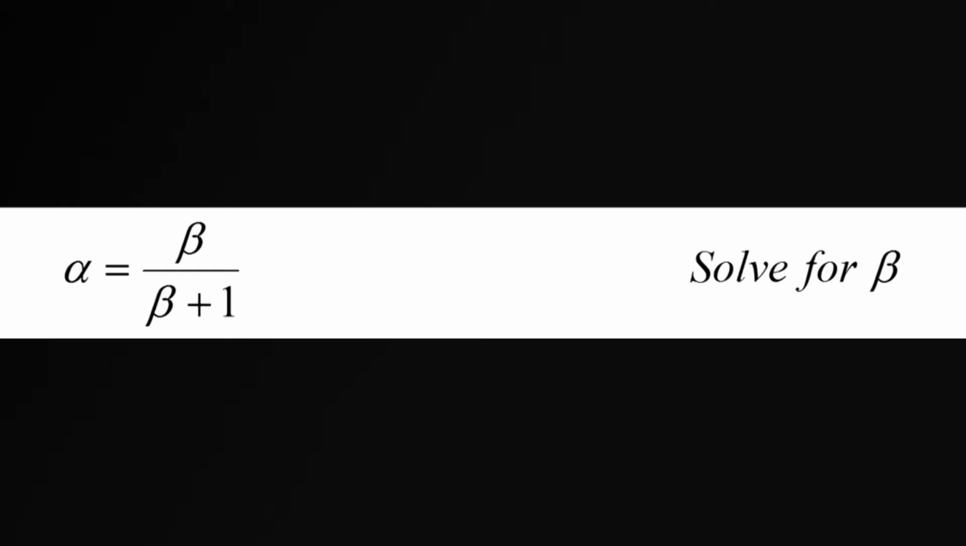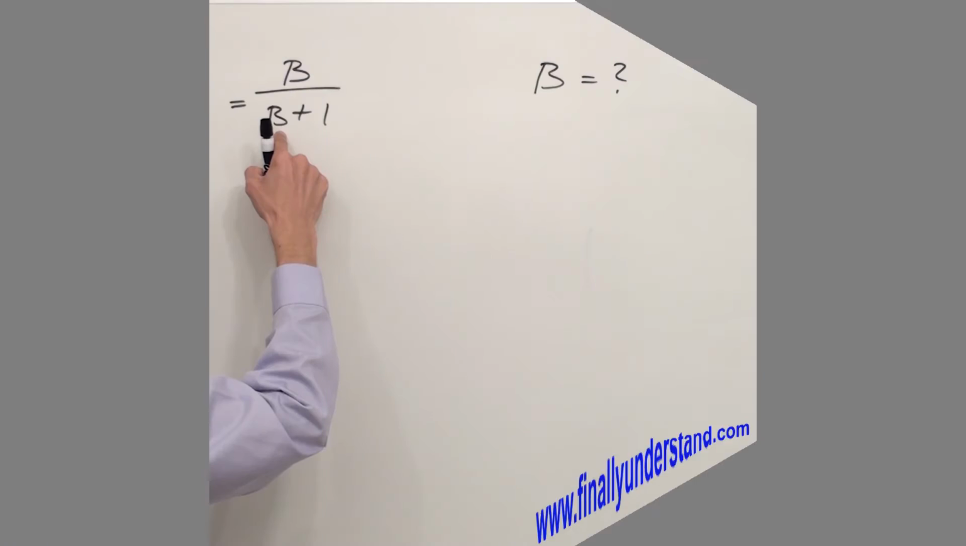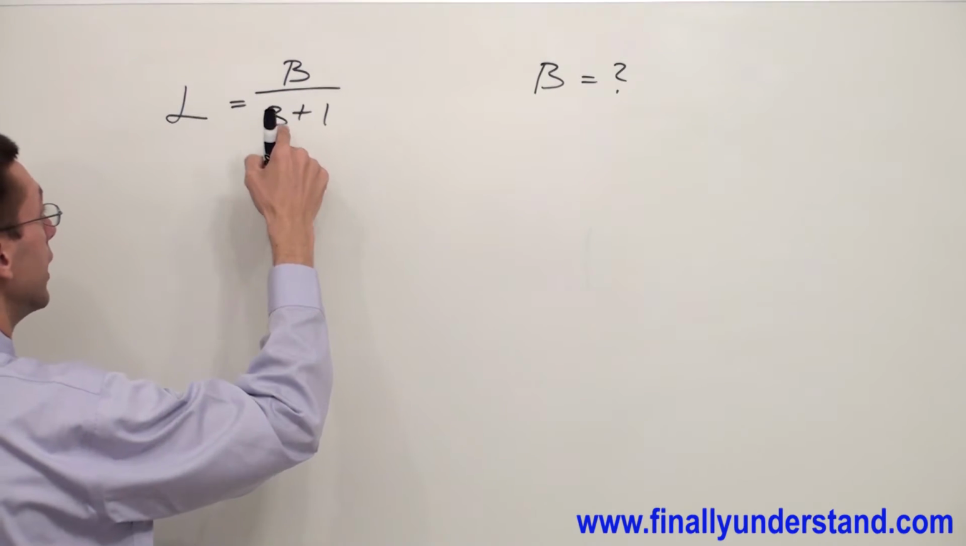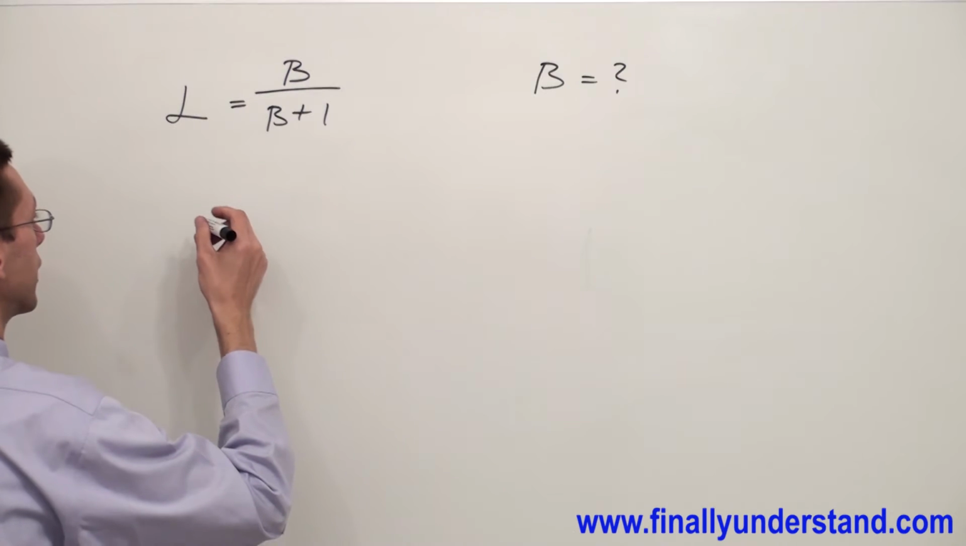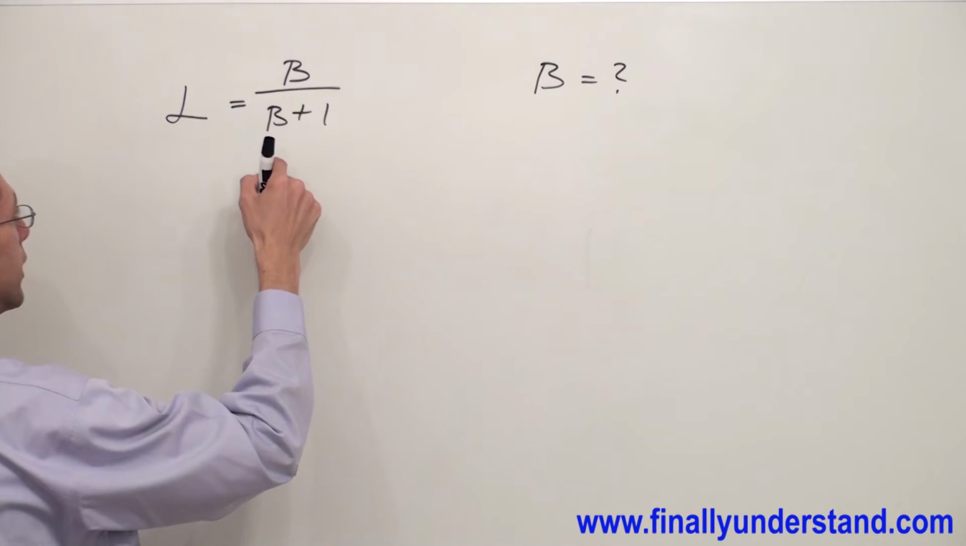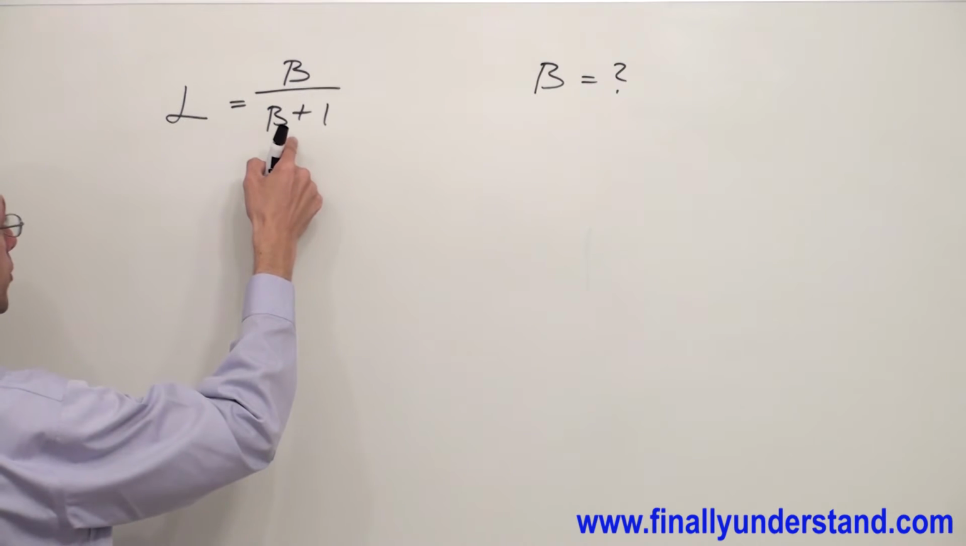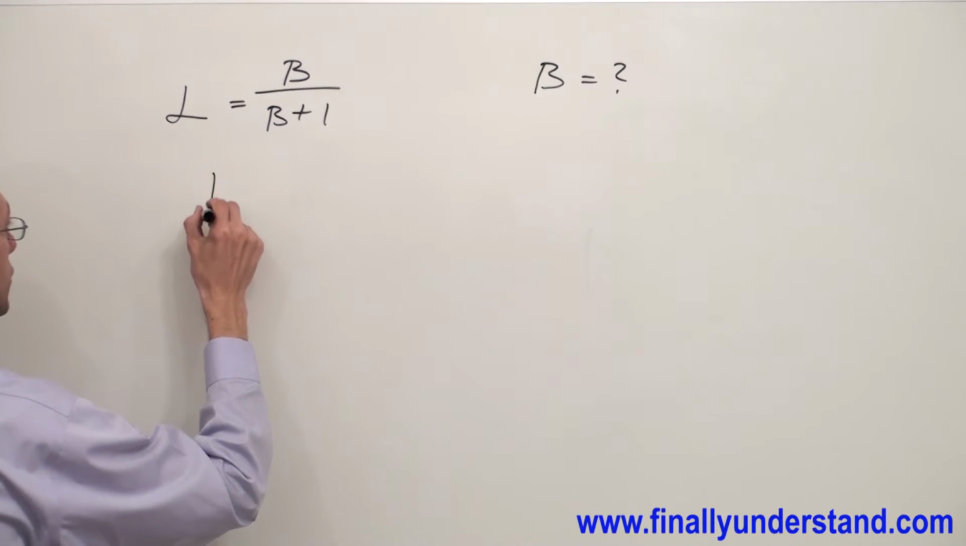We have to solve this formula for beta. Beta is in the numerator and denominator of the fraction. In order to pull out anything from the fraction, we have to eliminate the fraction by multiplying both sides of the formula by the denominator, always by the denominator. Let me copy this formula one more time.